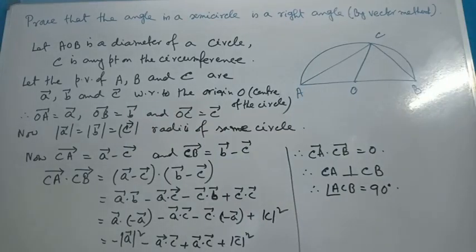Prove that angle in a semicircle is a right angle by vector method. Angle in a semicircle is a right angle. You proved it as a theorem in class 10. Here we prove this by vector method.